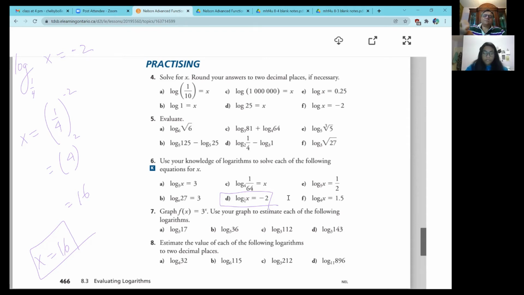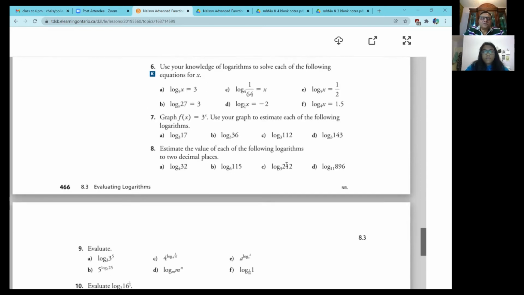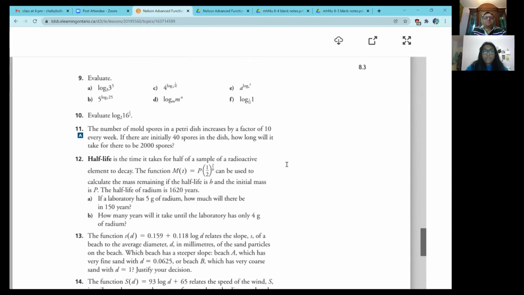Okay, question number 7. That is using a graph, so we'll skip that part. Estimate, you know how to estimate, we'll skip that part. Evaluate. Let's evaluate. Can you tell me the answer for D? Log to the base m of m to the power of n is equal to what? Just n, right?